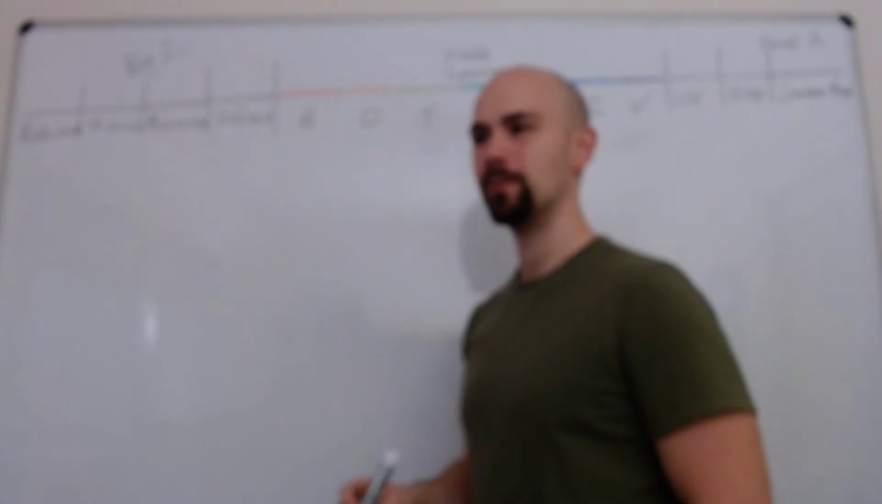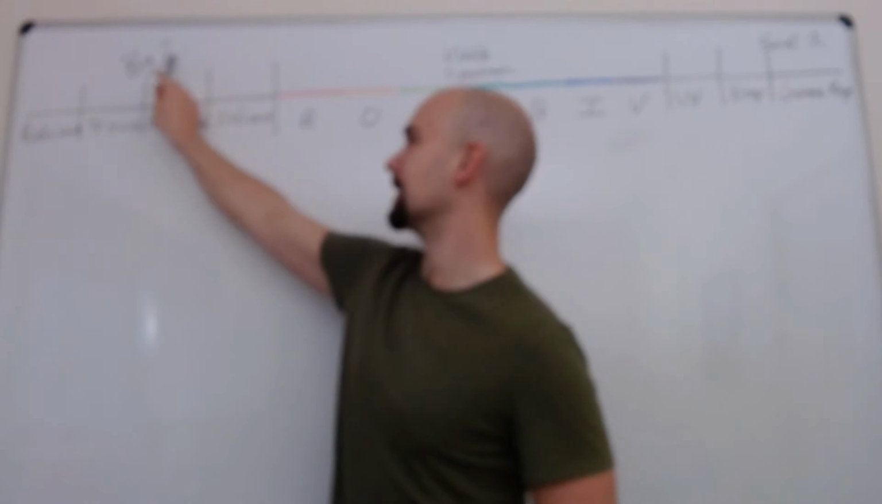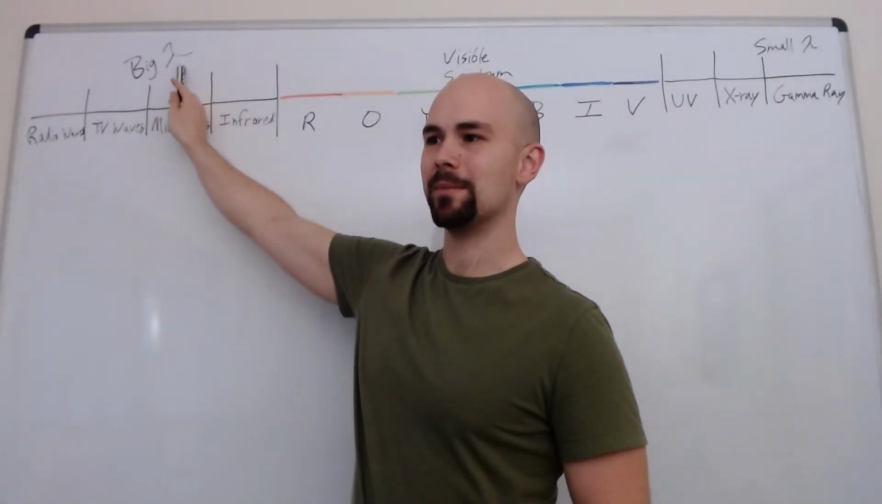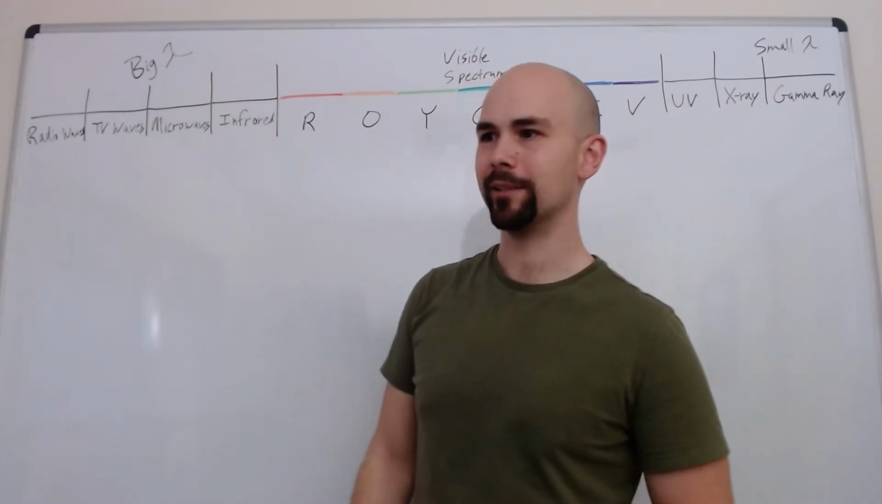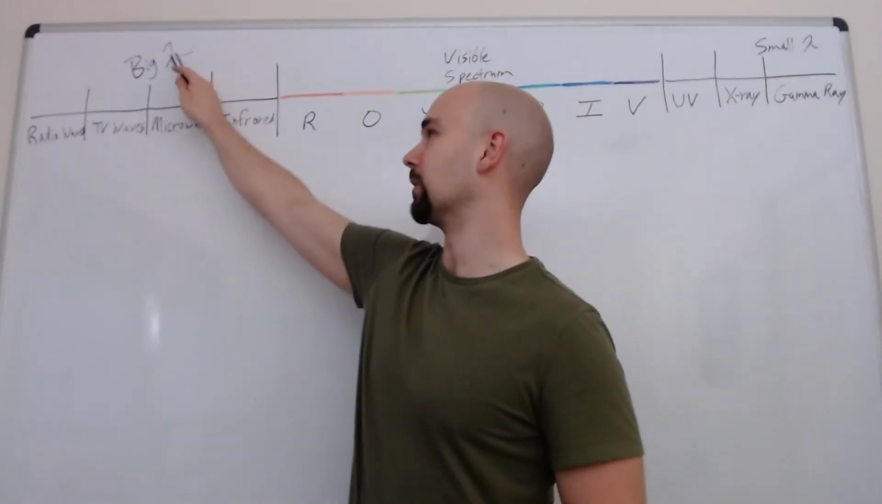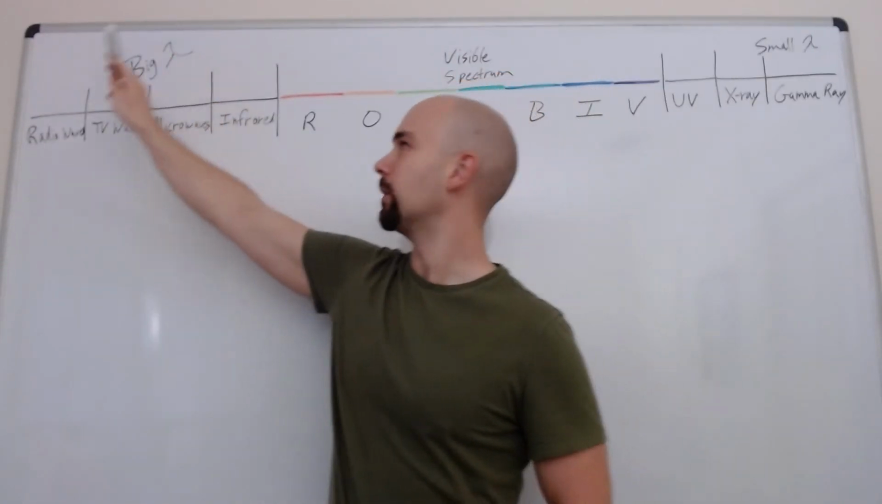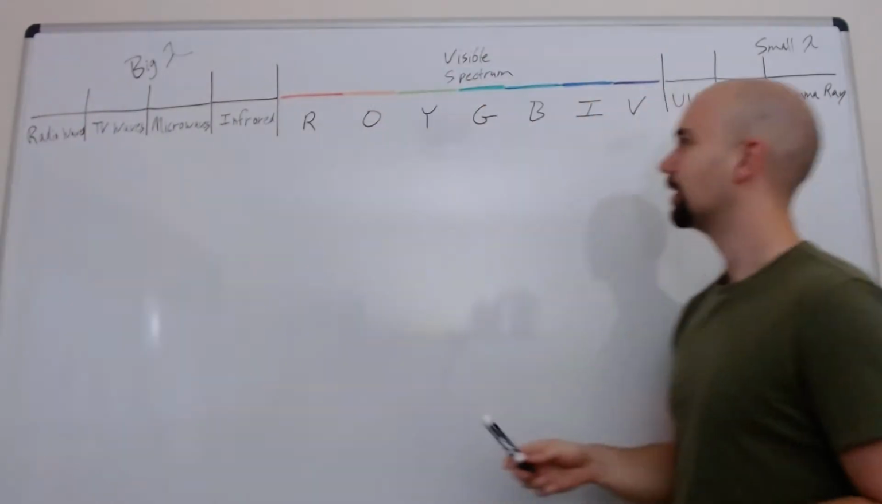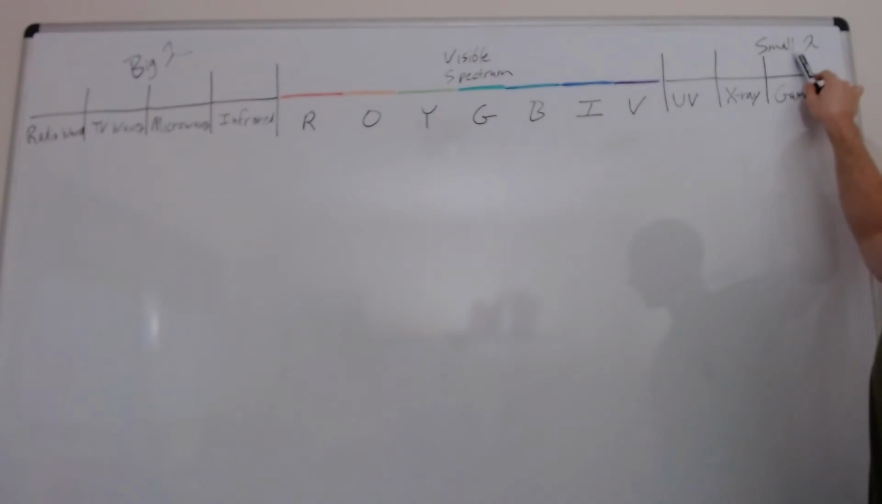Red, orange, yellow, which is actually light green because I don't have a yellow marker. Green, blue, indigo, and violet. As we travel on the electromagnetic spectrum, over here, you can't really see it, but this says big wavelength. And that's the lambda sign, which means wavelength. It's the Greek letter lambda. Over here we have large wavelengths of waves, and over here we have small wavelengths of electromagnetic waves.